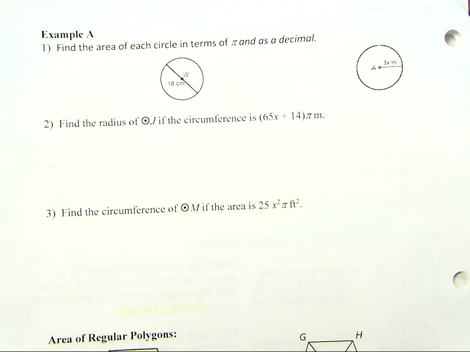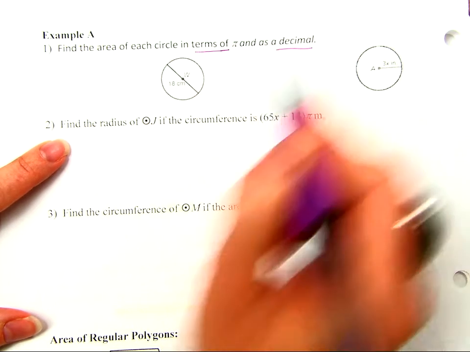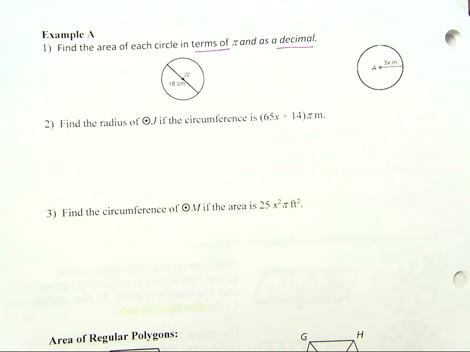Taking a look at example A, they're asking us to find the area of each circle in terms of pi and as a decimal. Now we talked about this at the beginning of the year, writing your answer in terms of pi, and the fact that an answer given in terms of pi is considered an exact answer. When we give our answer as a decimal, we're actually giving a rounded estimate.